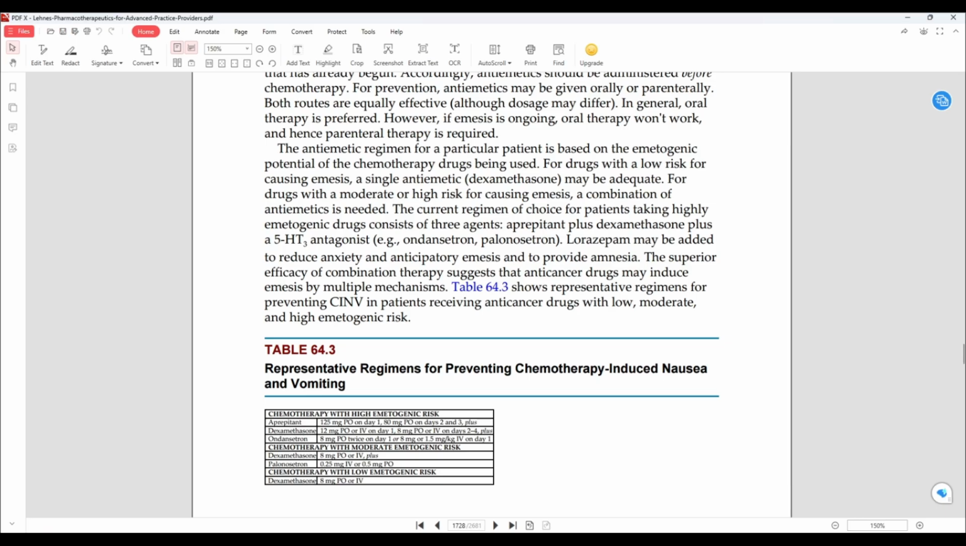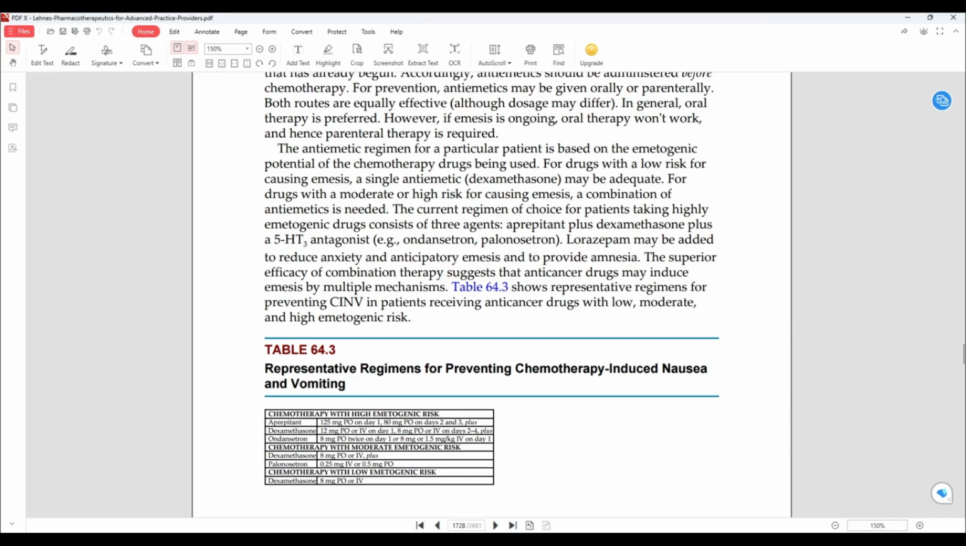The antiemetic regimen for a particular patient is based on the emetogenic potential of the chemotherapy drugs being used. For drugs with a low risk for causing emesis, a single antiemetic, such as dexamethasone, may be adequate. For drugs with a more moderate or high risk for causing emesis, a combination of antiemetics is needed.